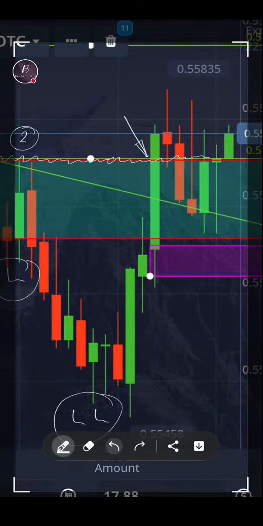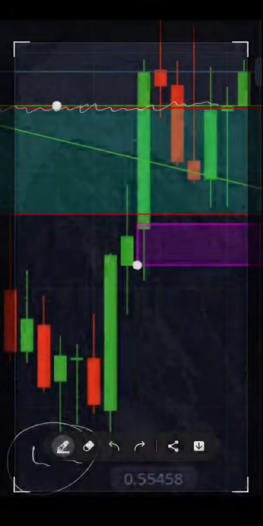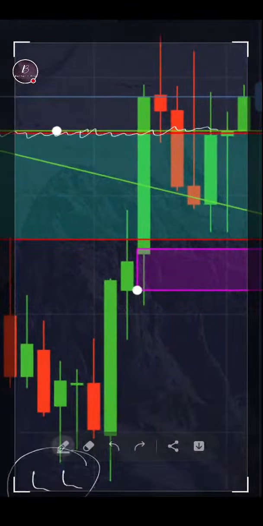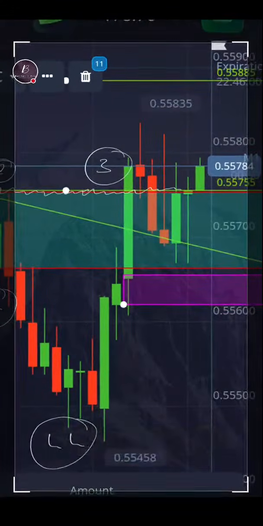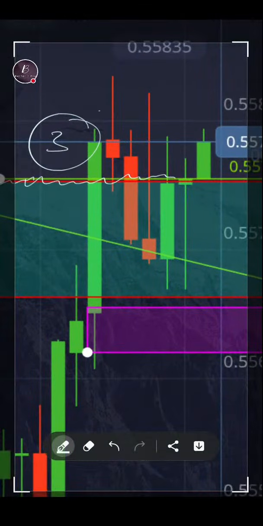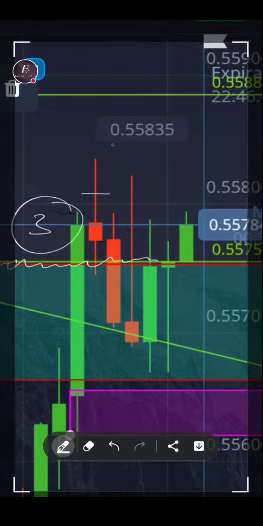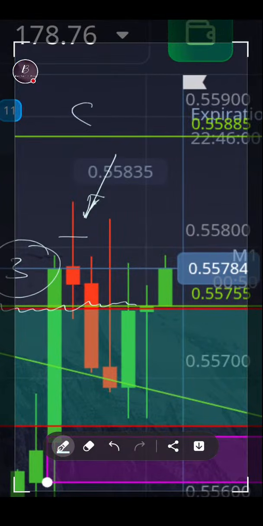So let me remove the arrow because we really don't need the arrow there. So this is going to be the third touch. So this will be our third touch, breaking the level. Now, anytime that happens, we can go with the sellers. This is our trade. It's going to be a sell trade.